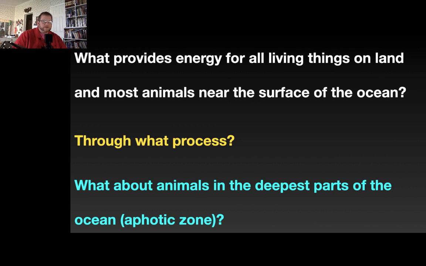In the process of photosynthesis, where do we get the energy from? We get the energy from the sun. So sunlight provides energy for all living things on land and most animals that live in the ocean. The process is photosynthesis, but what about the animals in the deepest part of the ocean, the aphotic zone?